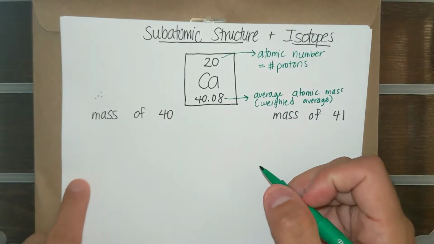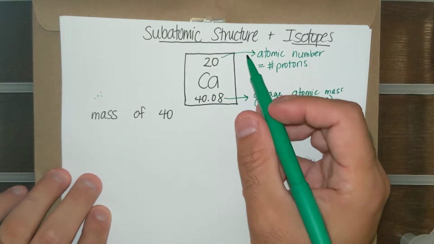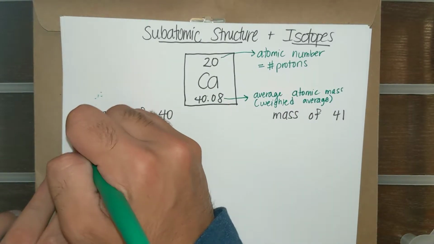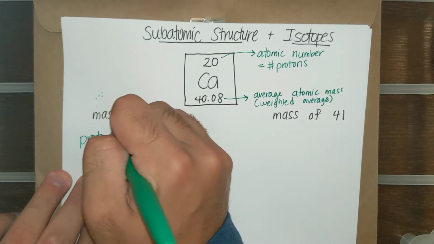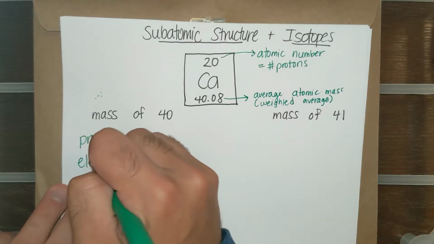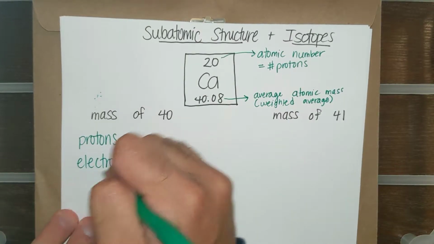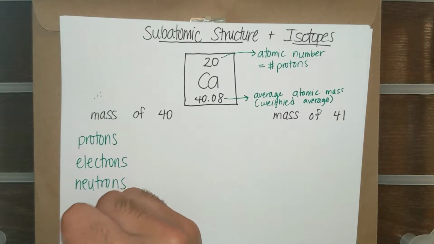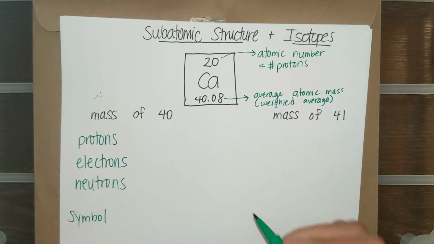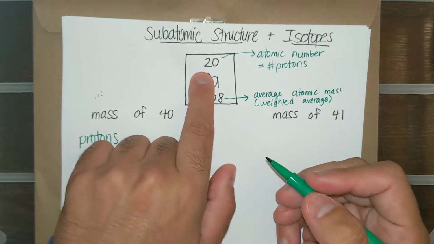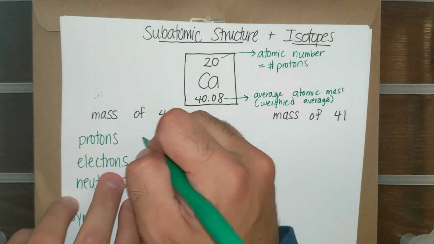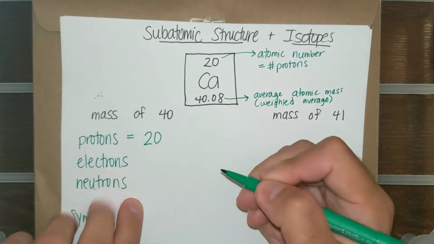All right, so a typical question that you'll be asked, or just a very simple question, is if, let's say, I have calcium, and I know it has a mass of 40, a question will be asked for protons, electrons, neutrons, and then maybe even the symbol. Okay, so we know that the atomic number is equal to the number of protons. So calcium with the mass of 40 has 20 protons.